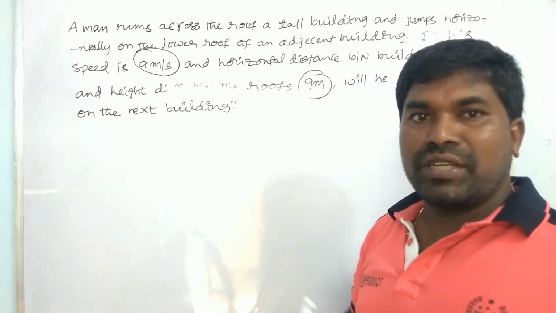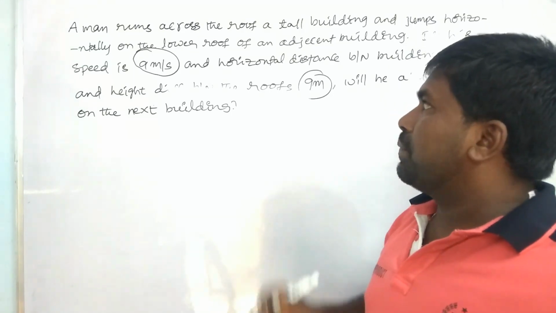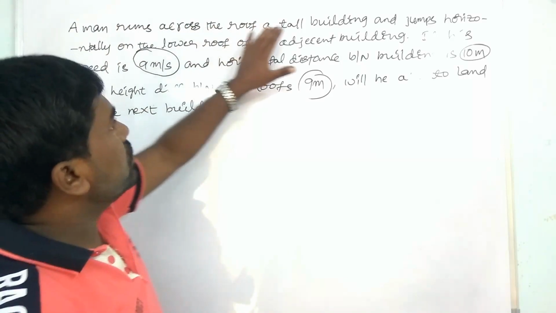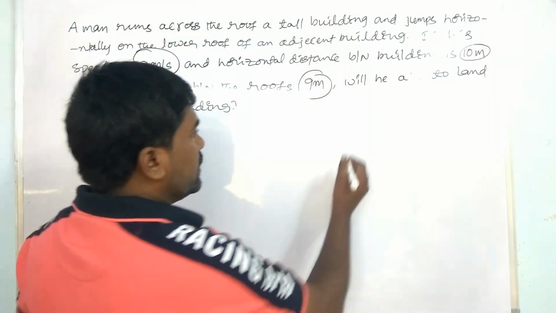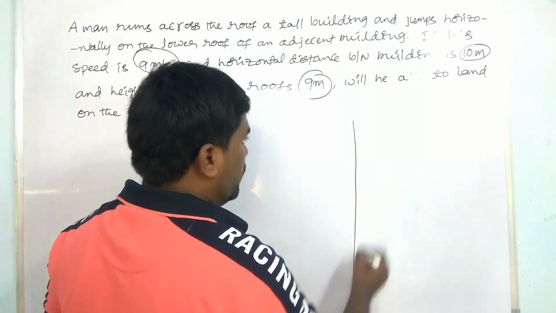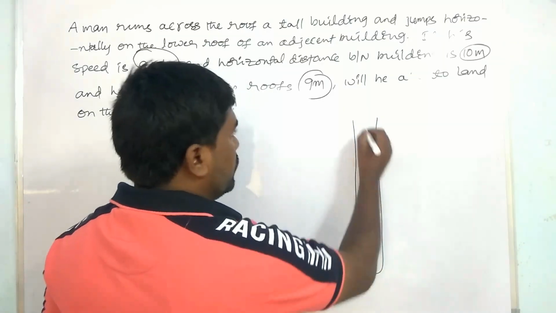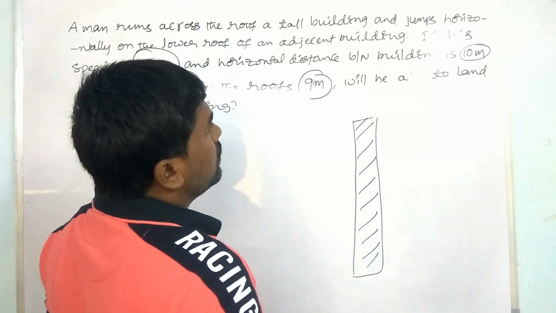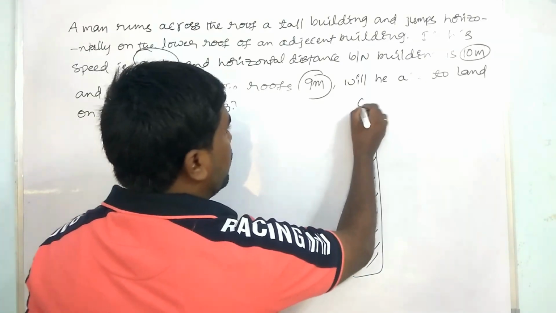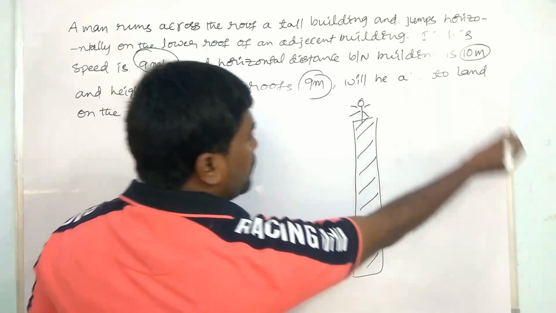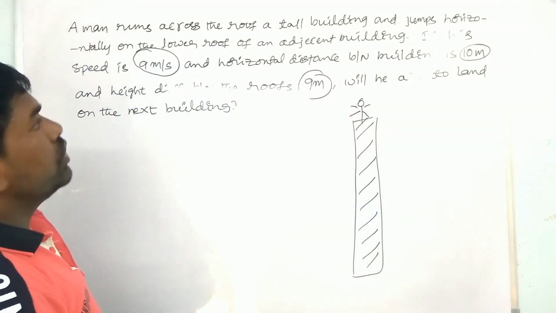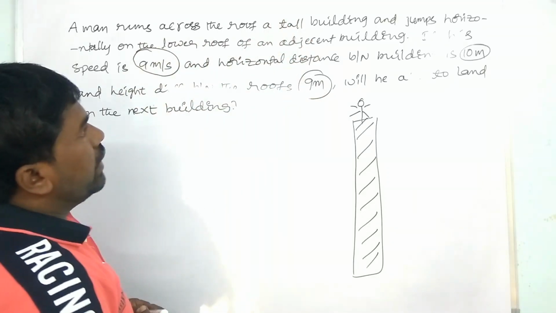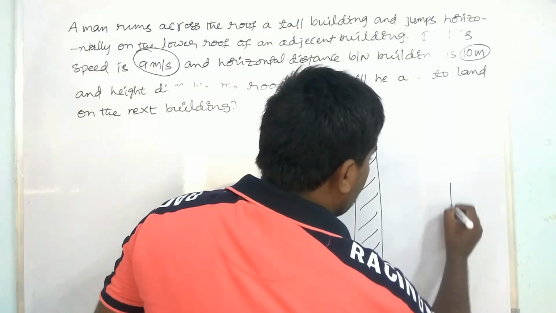Right? Interesting question. Let us see. So here there are two buildings. A man runs across the roof of a tall building. So one building is the tall building here, which is very high. He jumps horizontally. Here there is a man, he wants to jump onto the other building, and jumps horizontally onto the lower roof of an adjacent building. So here there is another building.